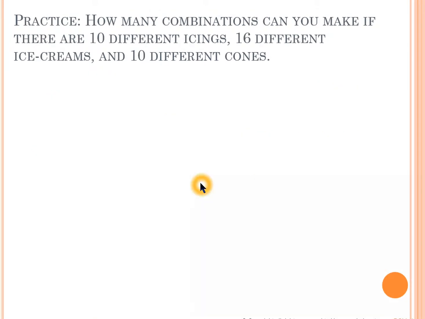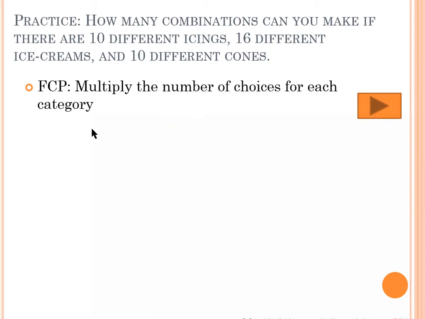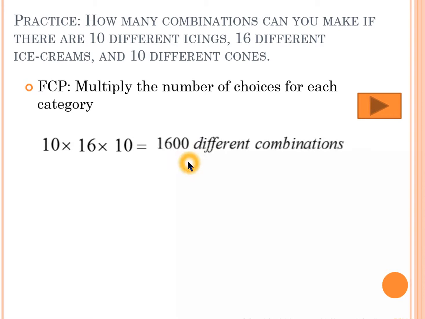Let's take a look at another example. How many combinations can you make if there are 10 different icings, 16 different ice creams, and 10 different cones? For this question, we're walking into an ice cream store, and we want to know how many different combinations of ice cream we can have with these different choices. Once again, we want to apply the fundamental counting principle. We have 10 different icings, 16 different ice creams, and 10 different cones. So 10 times 16 times 10 will give us approximately 1,600 different combinations.